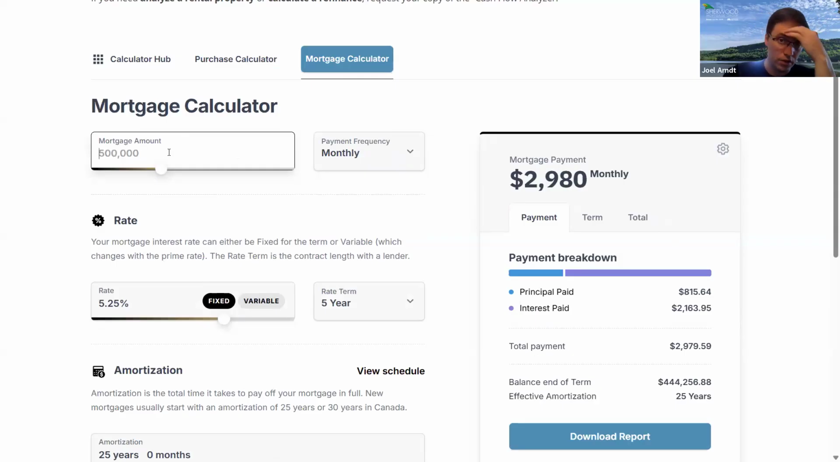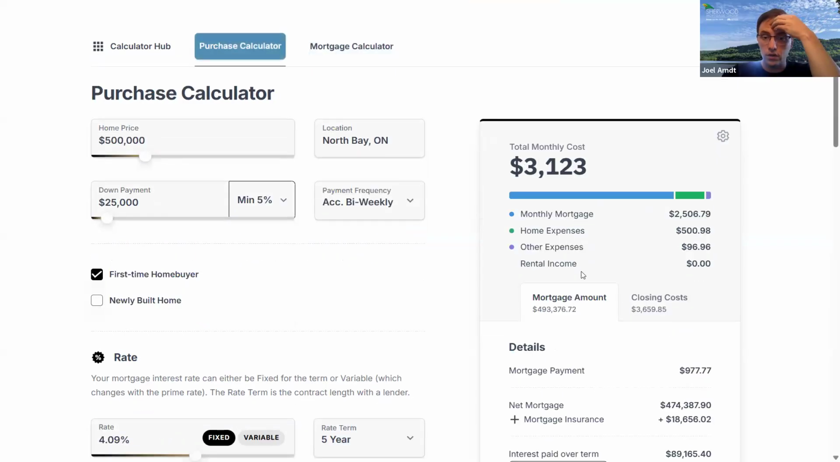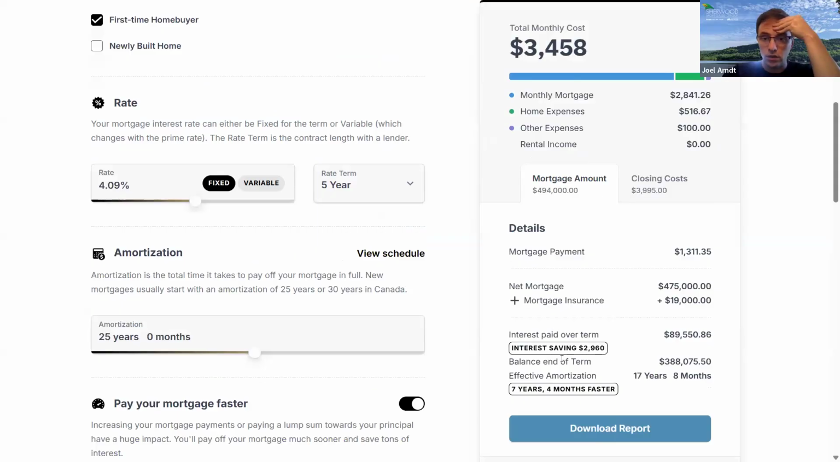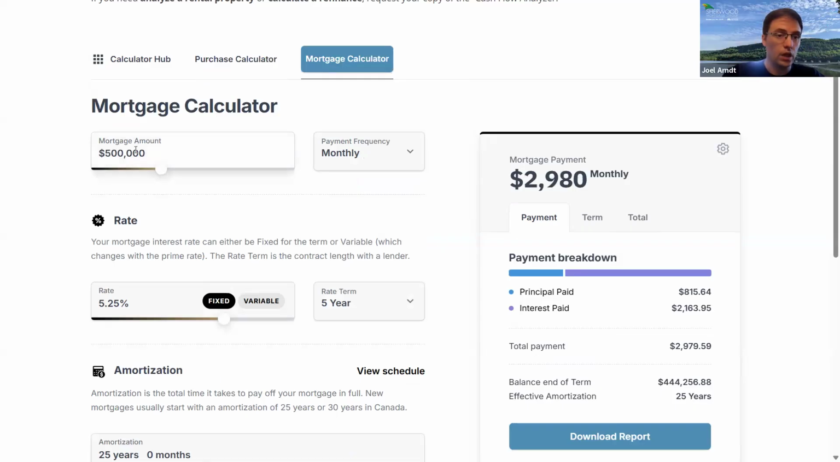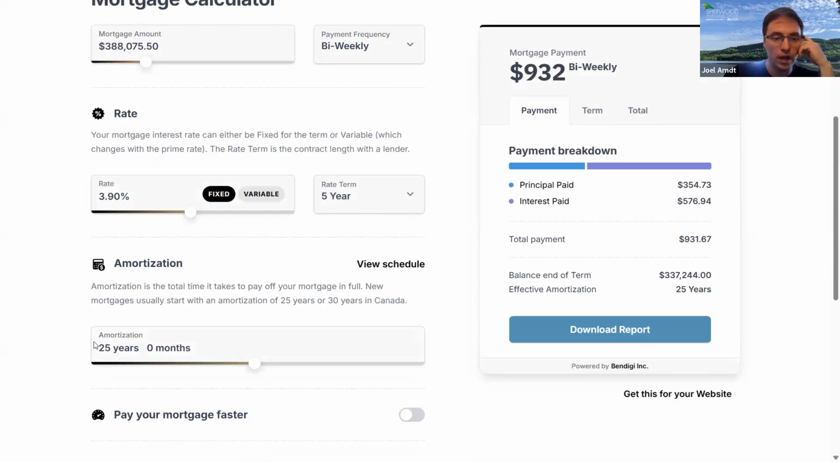So if you had a balance at the end of term of $388,000. Let's say you're coming up for renewal. Okay, you want to know what your biweekly payments are going to be. Let's say the interest rates are 3.9% in 5 years. 5 year. And at this point, you have to make sure that you adjust for this as well. 20 years. This is really important, okay?